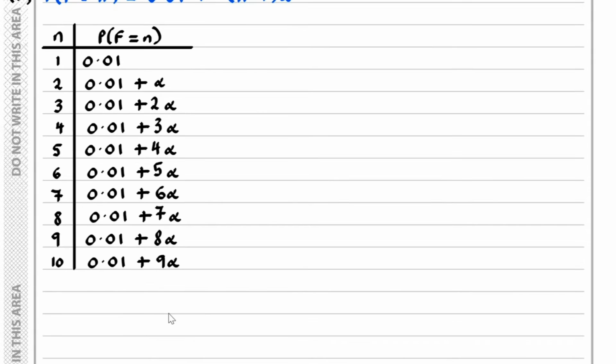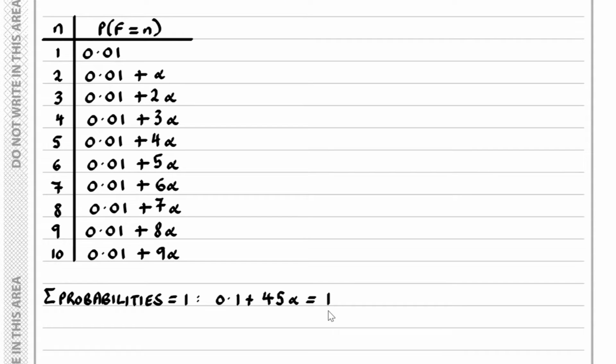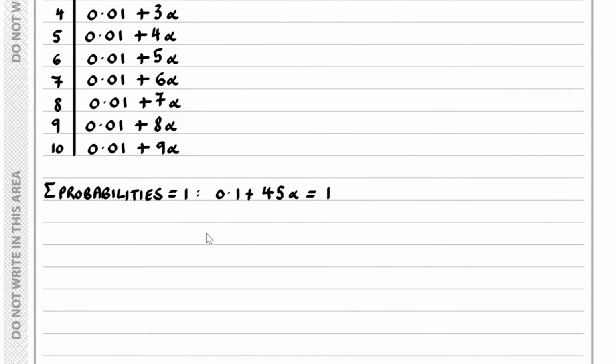Now, we know that the sum of probabilities is equal to 1, so if I add all of this together, 0.01 times 10 is just going to be 0.1, and then alpha plus 2 alpha plus all the way up to 9 alpha will be 45 alpha. So I've got 0.1 plus 45 alpha equals 1. And if I solve for alpha, we can conclude alpha is 0.02.